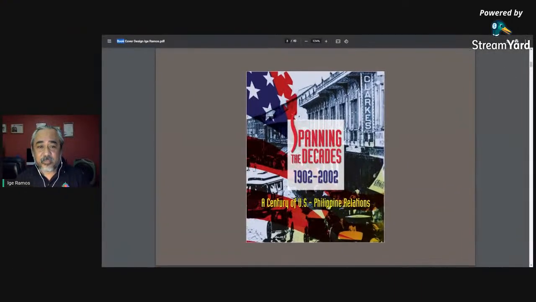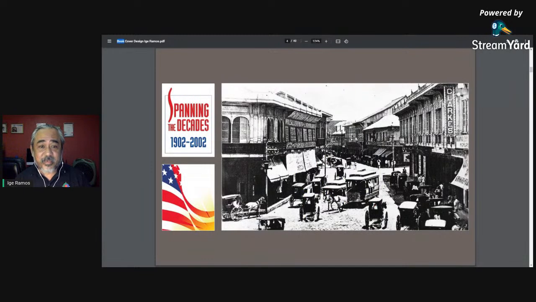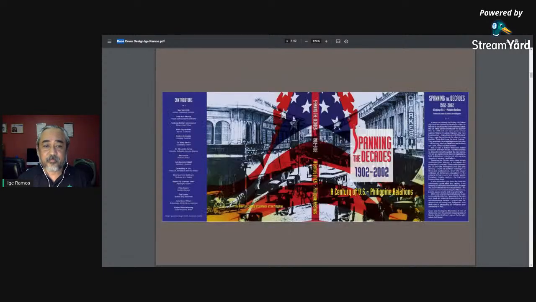So in this book, you have three basic elements. Can you go to the next slide, please? We have to deconstruct the book. First, you have the text element, spanning the decades, 1902 to 2002, done using Illustrator. Then you have a vector image, a composite of the American flag and the Filipino sun. And then an archival photograph of Manila, which is Escolta at the turn of the century. We put it together, and then, next slide. Voila. This is your book cover design.